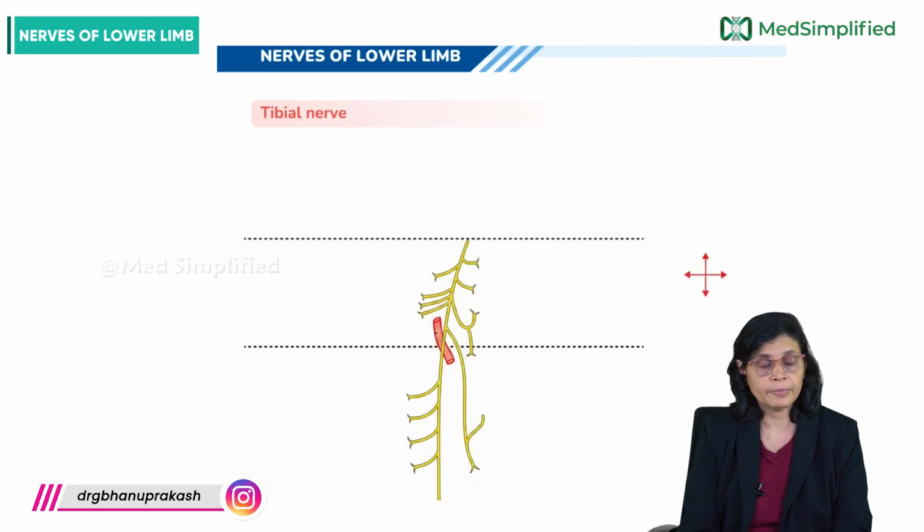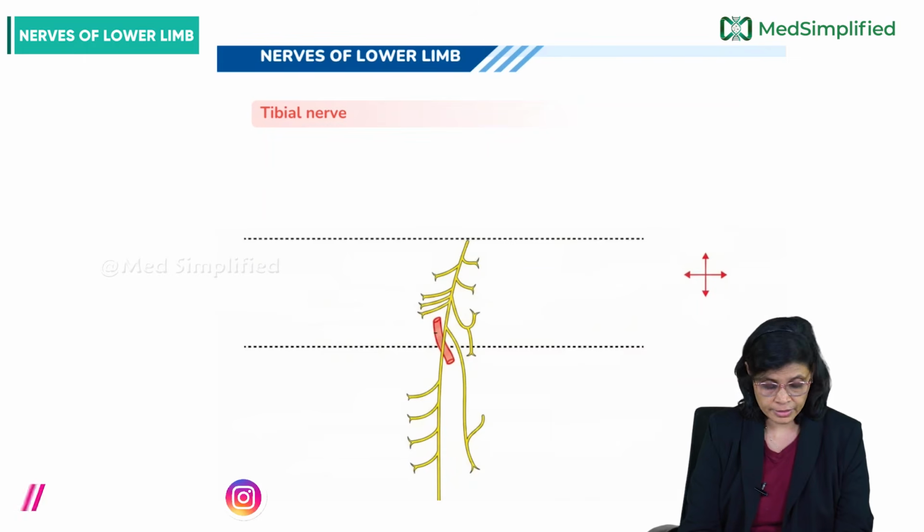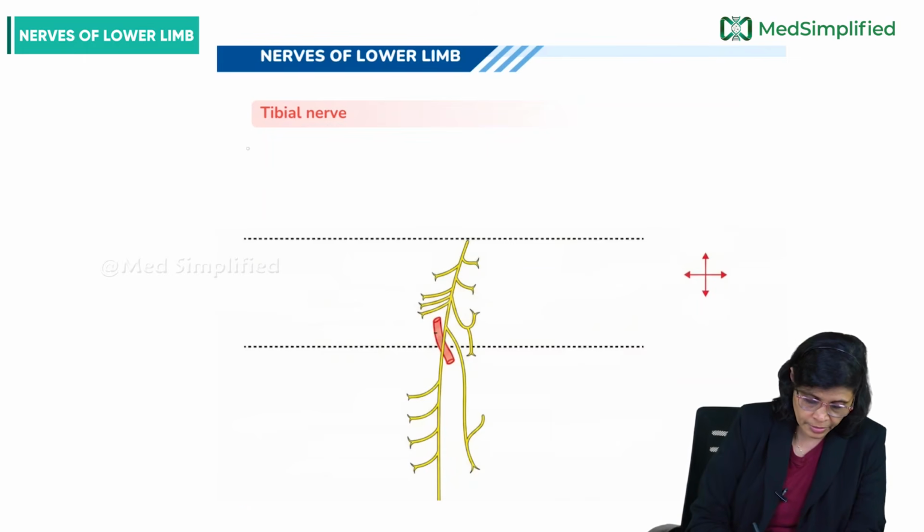Next we study the tibial nerve, which is one of the largest terminal branches of the sciatic nerve. It is the largest terminal branch.